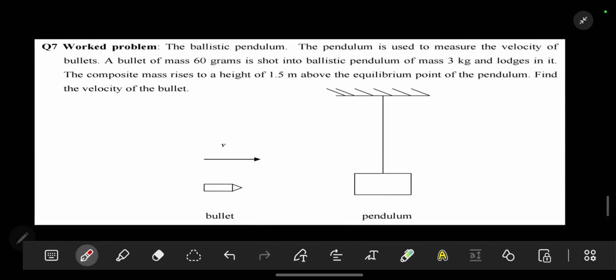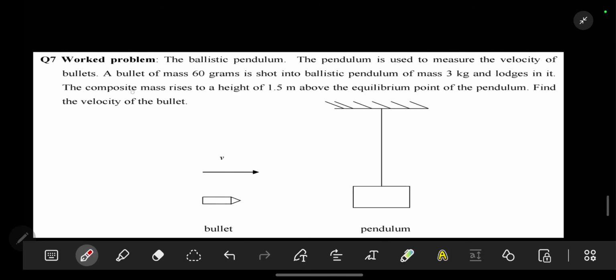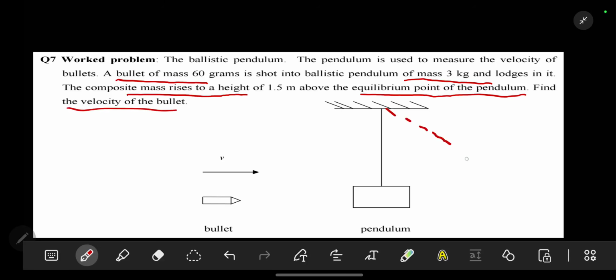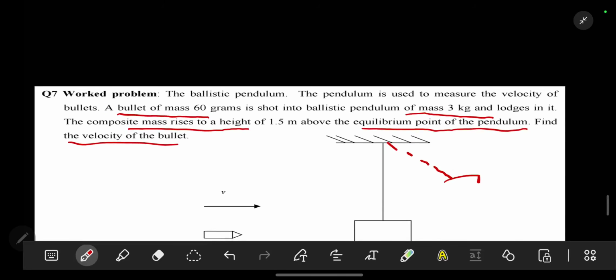We have the ballistic pendulum. A pendulum is used to measure the velocity of bullets. A bullet of mass 60 grams is shot into a ballistic pendulum of mass 3 kg and lodges in it. The composite mass rises to a height of 1.5 meters above the equilibrium point of the pendulum. Find the velocity of the bullet. So we are told that the bullet lodges in, now to a height of 1.5 meters. From here up to here we have 1.5 meters like that. Find the velocity of the bullet.